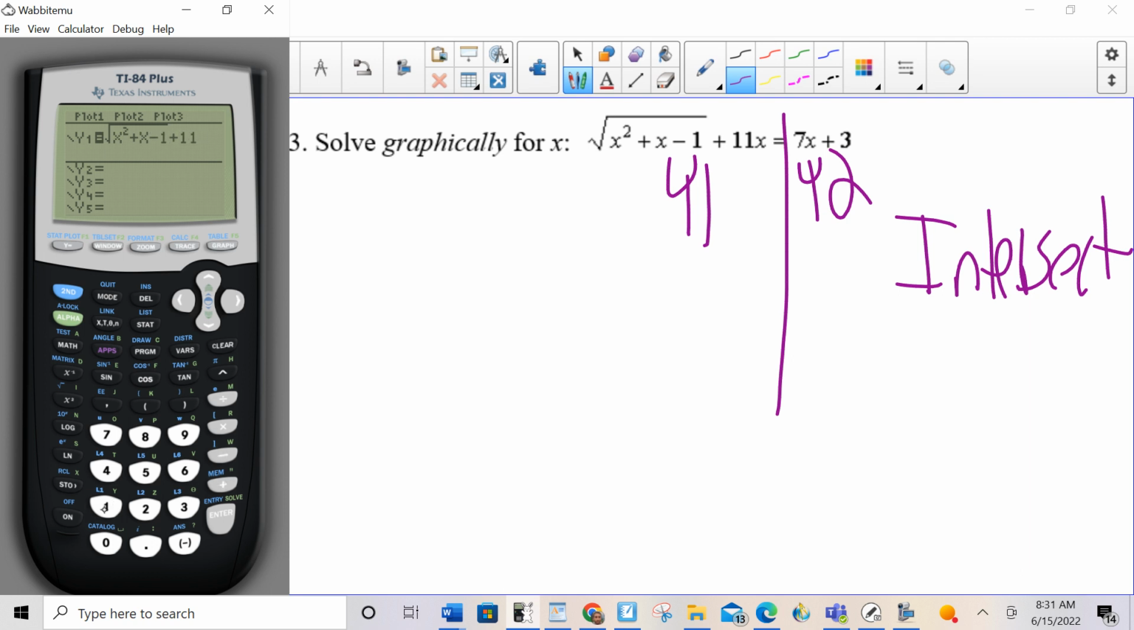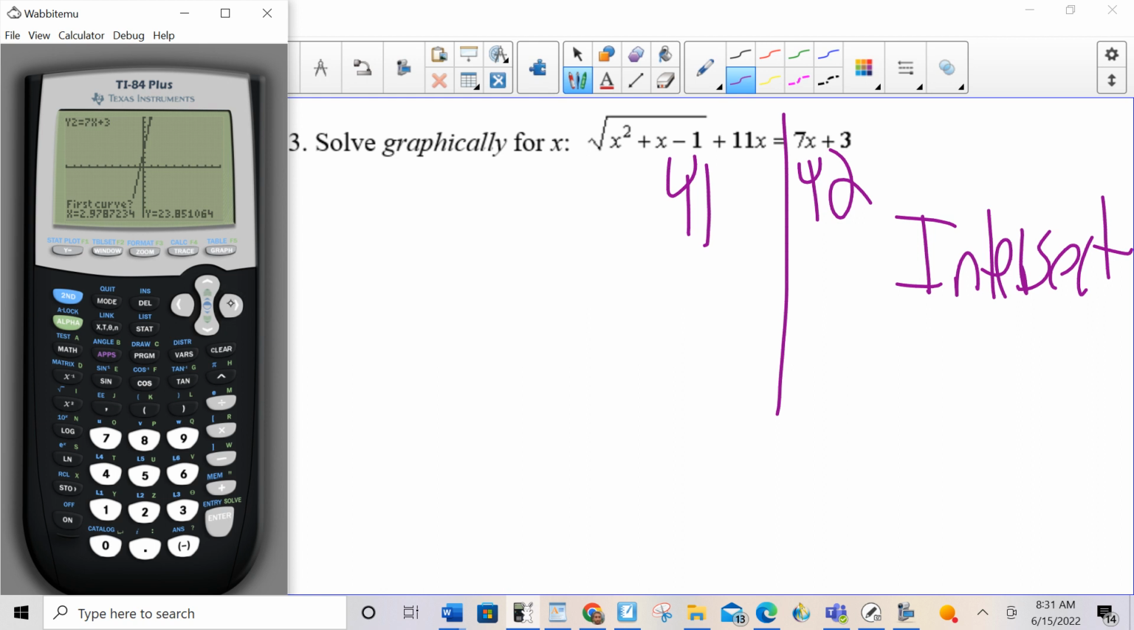plus 11x, equals 7x plus 3. I always start with zoom 6. We may need to adjust our window, but we'll deal with that later on if we need to. It looks like I see the intersection up there, so now I go second trace, option 5. I'm going to find my cursor. I think I went past it already. And there it is. I want to get it close to the intersection point.